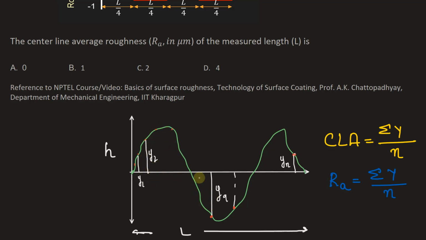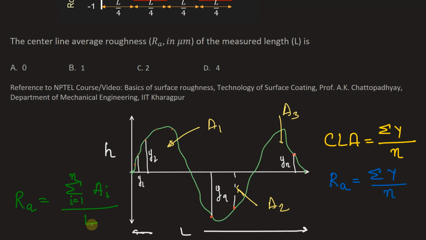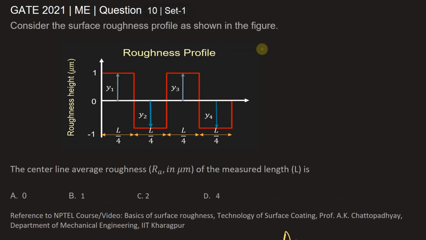So this curvature is there. Suppose this area is A1, this is A2 and this is A3. Now the planimeter will calculate these areas A1, A2 and A3. Using this method, we can write the CLA or Ra value as the summation of all the areas, i equal to 1 to n, divided by the total length of this profile. Now you can pause the video and use this concept and these formulas to calculate the center line average roughness of this profile.